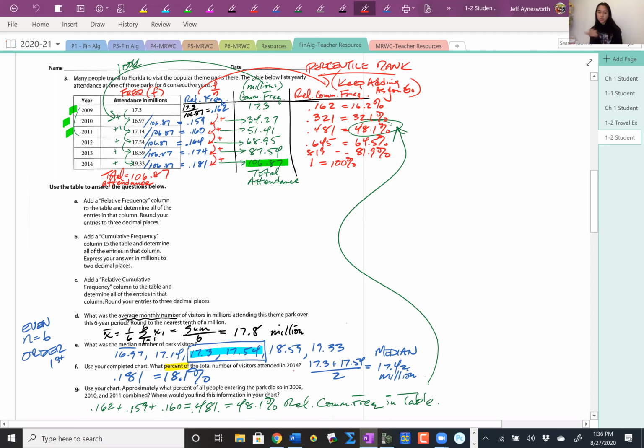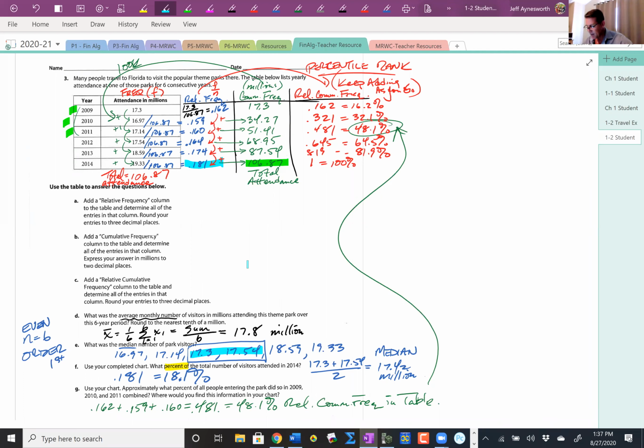So are you basically just moving the decimal? Well, you want to take the, no, it's right up here. Let me highlight it. The percent of the total is the relative frequency. So it's 0.181, and then I just converted it to a percentage. That's all I did. Oh, okay. That's a lot easier than I thought.